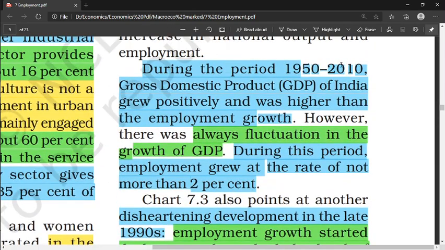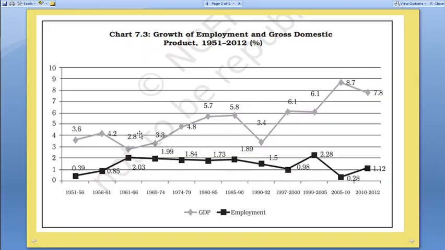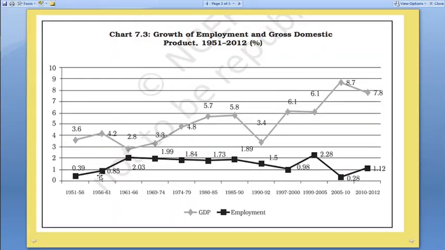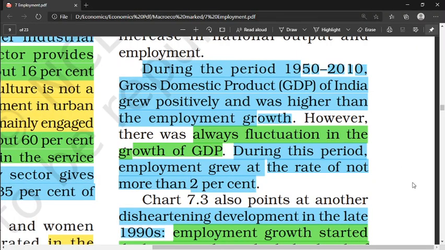During the period 1950 to 2010, the GDP of India grew positively, up and up, and was higher than the employment growth rate. You can see that gap. However, there was always fluctuation in the growth in GDP, sometimes up, sometimes down. The fluctuation is not in a straight line. But employment generation overall during this period was around 2%. Income was around 5 to 6%. Average here it's around 2%.